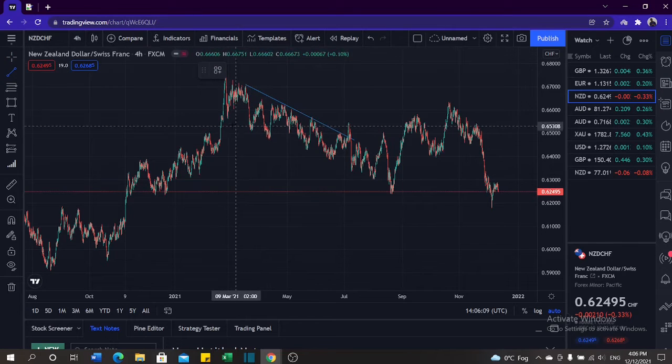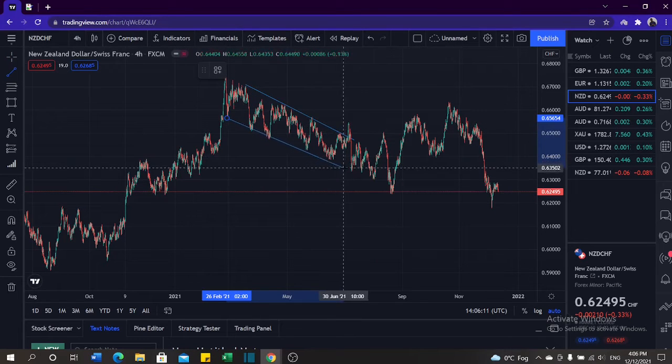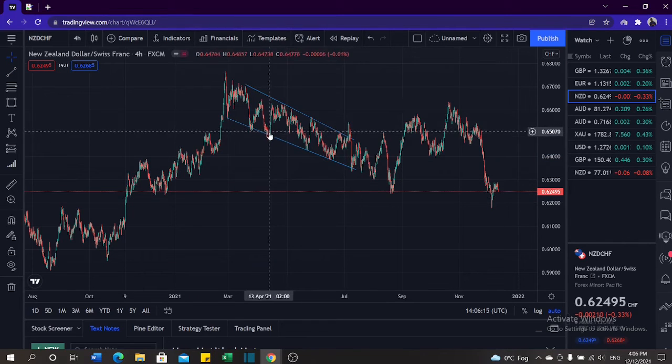This is a choice, by the way. You can either draw one trend line according to what you want to do in the market. So I'm drawing two trend lines. I formed the channel. This is a channel where price is moving through. So since it's a downtrend, I'm going to sell when the price comes and touches this trend line.